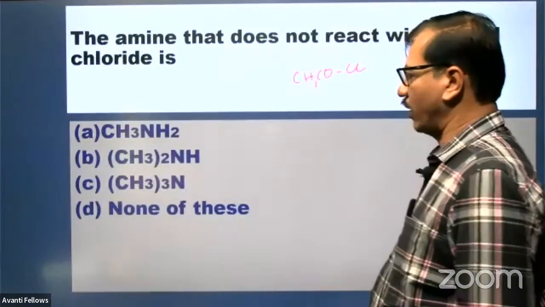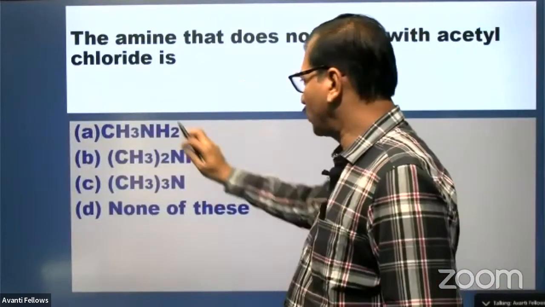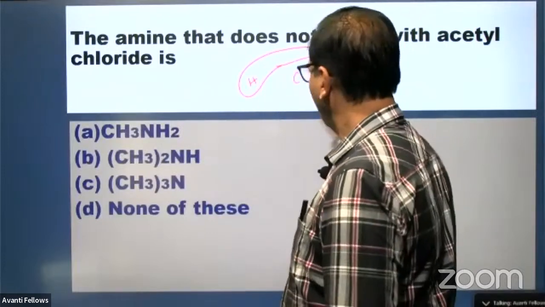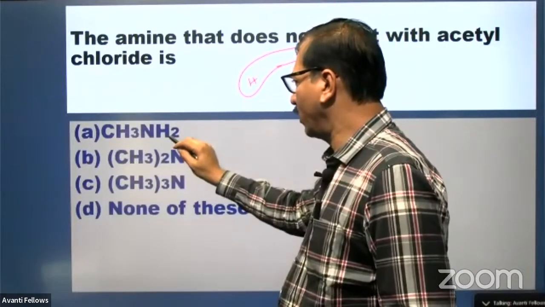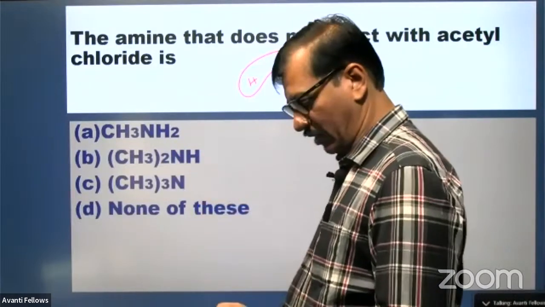C, sir. This is acetyl chloride. See, to react with it, there must be hydrogen. This Cl will react with hydrogen. The hydrogen must be there. Here one hydrogen is left, which means NH will be there. One hydrogen is there. Here no hydrogen. Right.